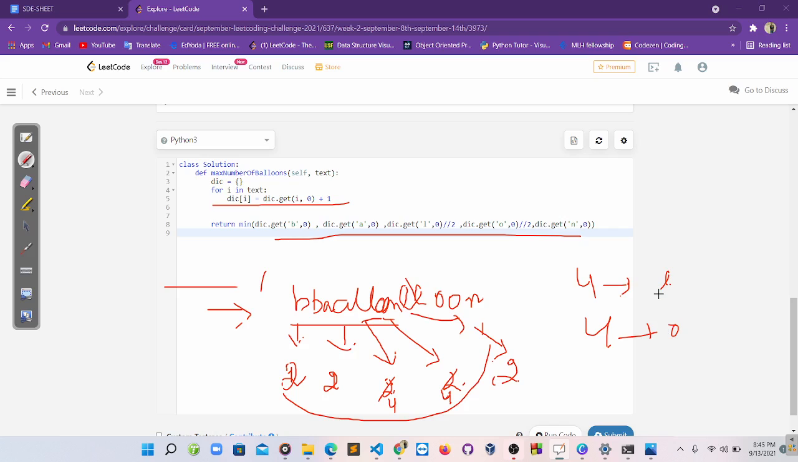Because in one instance we need 2 frequency of L, right? So for the L and for the O, we divide by 2, and after dividing by 2, we have 2, and from all of this, whatever the minimum we have, that is our answer. That is the whole thing we did here.